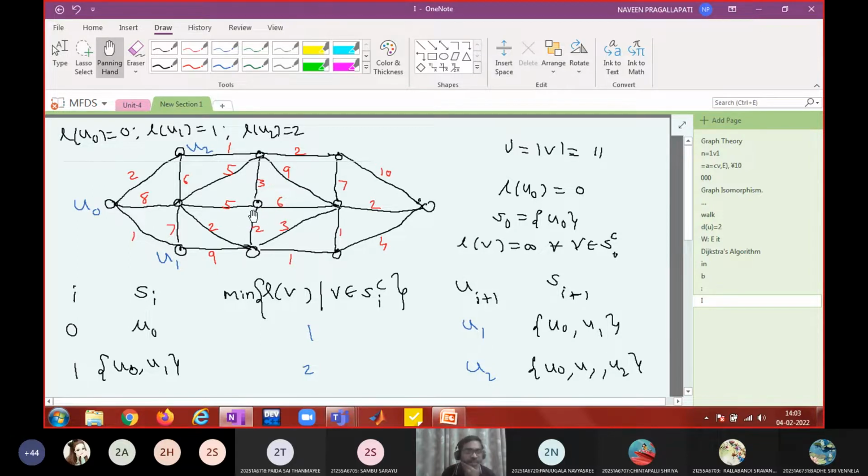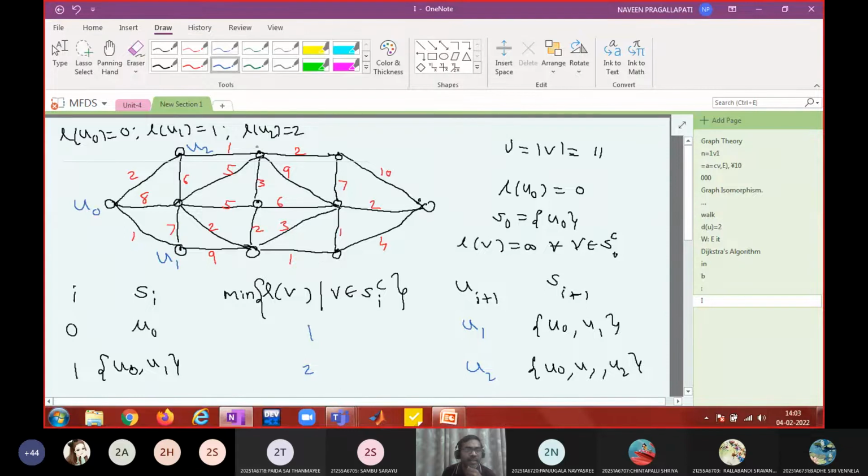What about this node? 2, 6. Whatever path you take, that is more than 3. Can you see that? For every other node, the distance to reach the source node is more than this 3 distance. Do you agree? Am I right or not? Yes, sir. So for the next iteration, what will be my next node?